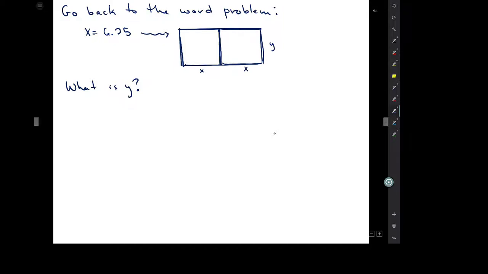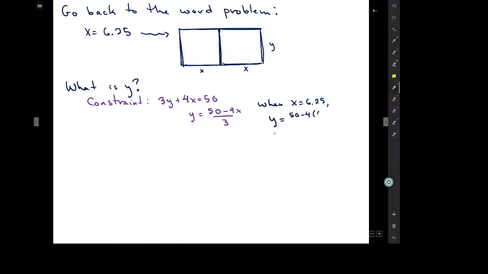So recall we had our constraint equation, which was 3y plus 4x is equal to 50, and we actually solved that for y on a previous slide. We have that y is 50 minus 4x divided by 3. So we know that when x is 6.25, y is going to be 50 minus 4 times 6.25 divided by 3. And when I plug that into a calculator, I get 8.3 repeating. So now I can go back to this person who's asked me a question and said, oh, well, x has to be 6.25 and y has to be 8.3 repeating.